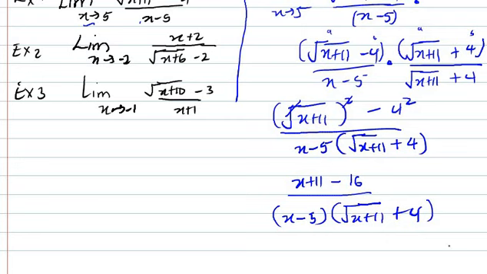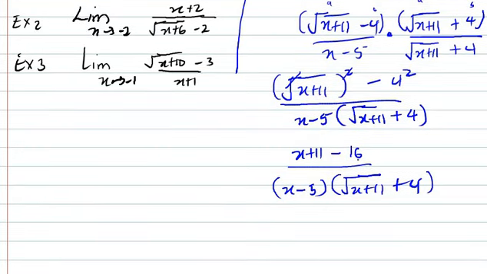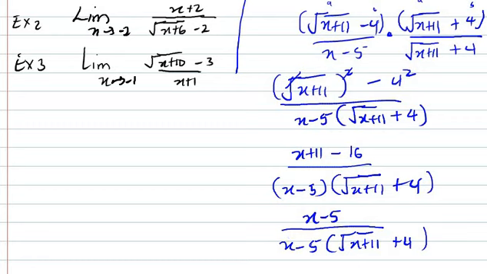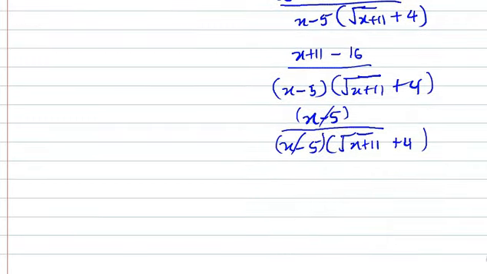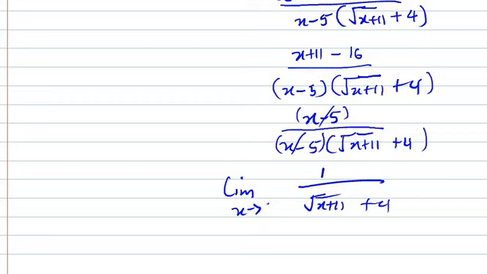So here we can say x plus 11 minus 16, we have x minus 5, and then in the bottom we have x minus 5 into the other part, root of x plus 11 and then plus 4. Lastly, x minus 5 goes with x minus 5. So we end with 1 all over root of x plus 11 plus 4, and then our limit is as x approaches 5.